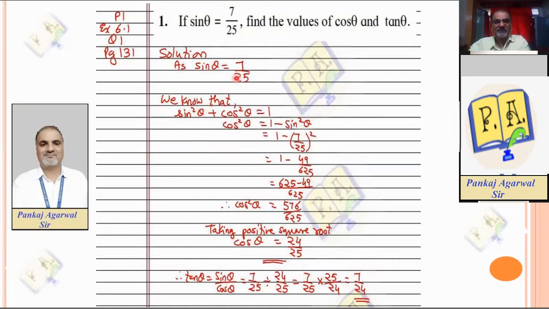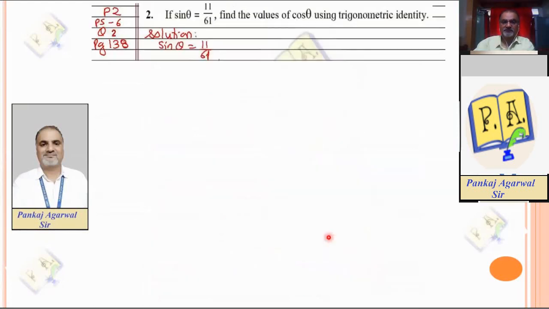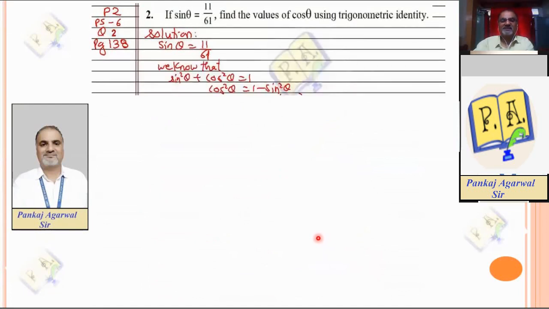Because if I know sin theta, I can calculate cos theta. I can find all the remaining four trigonometrical values. In the same way, any identity you use, you can use it. Another one, P2: again sin theta is given, find the value of cos theta. Here it is mentioned using trigonometrical identity.